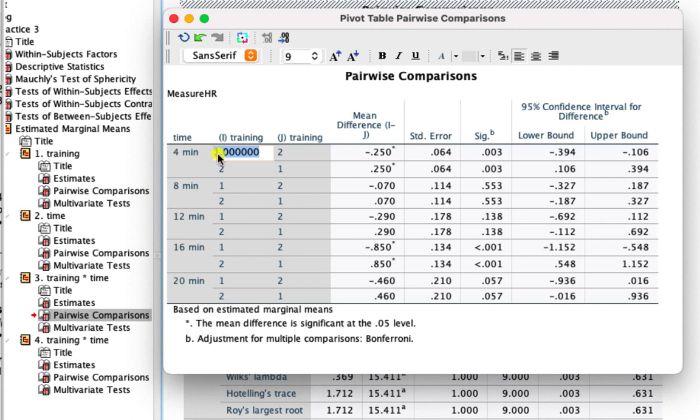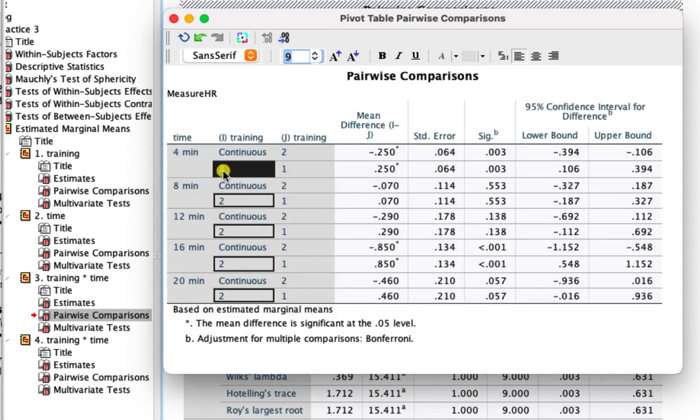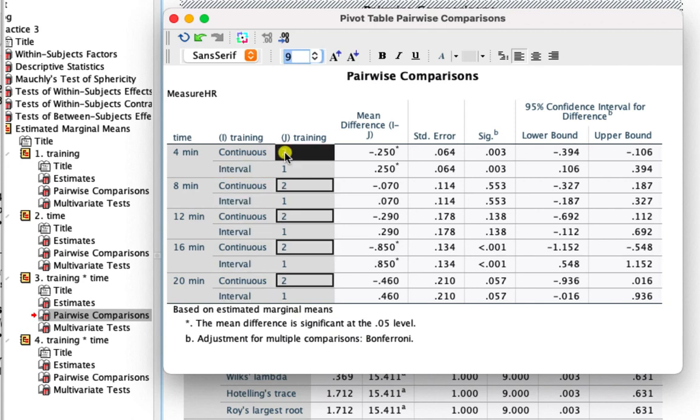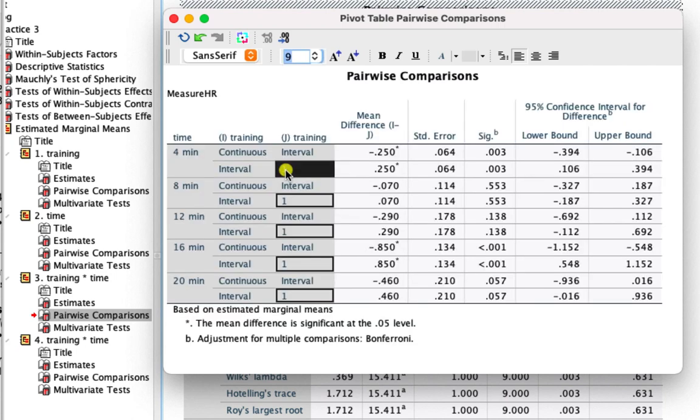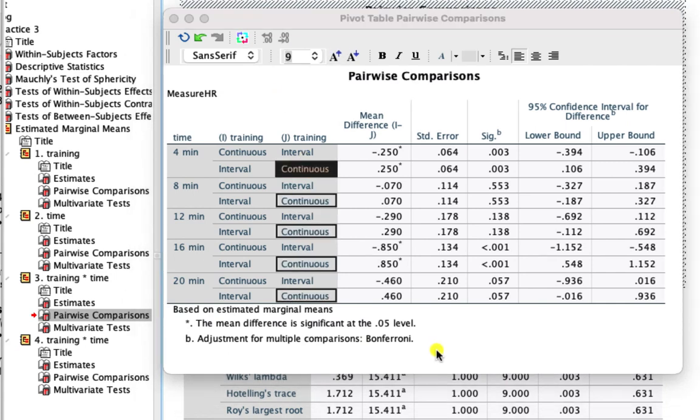For my training, I'm just going to change this to continuous. My 2 was interval. Okay. So now I have all of my labels set up, and then I can start identifying my significant pairs.